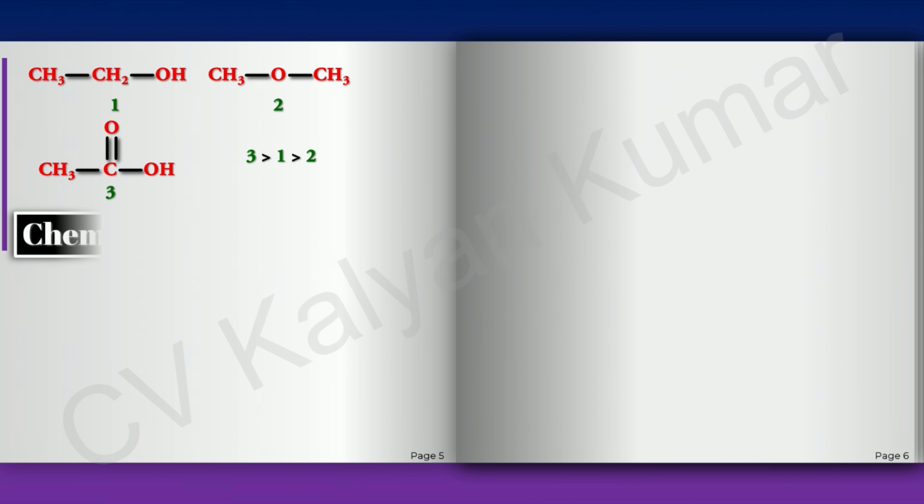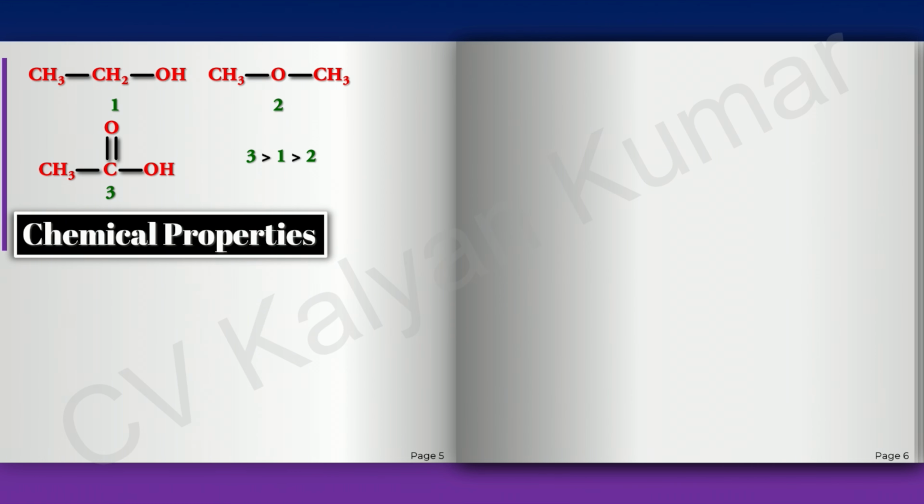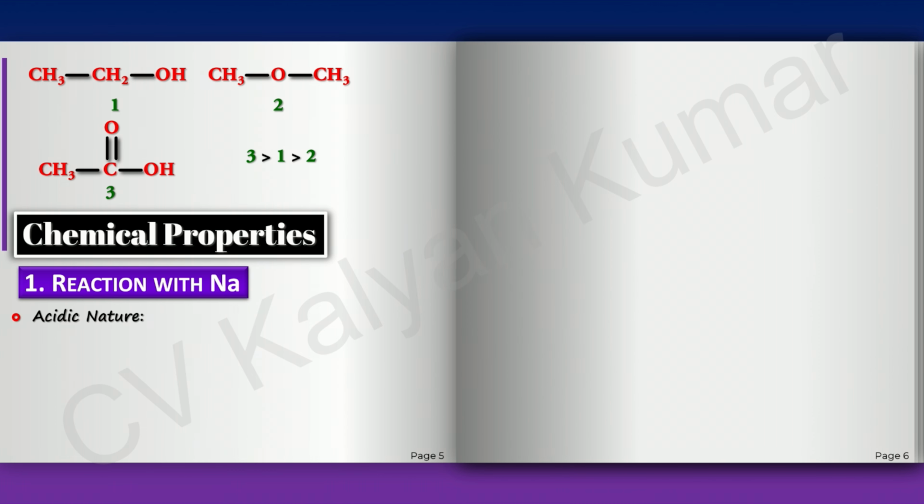Now let's look at chemical properties. Again, some of the properties are simple. Some of them we have done. Some of them we are going to do. So first is reaction with sodium. Now, reaction with sodium depends on the acidic nature of alcohol. In fact, this shows the acidic nature of alcohol. Because whenever you dissolve sodium and you have an acidic H, the sodium will oxidize, it will reduce the H+ and you get bubbles of hydrogen gas.